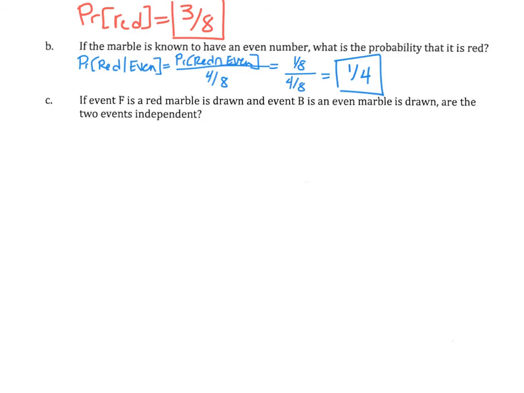Part C, if event F is a red marble is drawn and event B is an even marble is drawn, are the two events independent? Meaning, does one have anything to do with the other or not? So independent would mean that they have nothing to do with one another. And if we say that they are independent, we have a formula to prove that. P(E and F) equals P(E) times P(F).